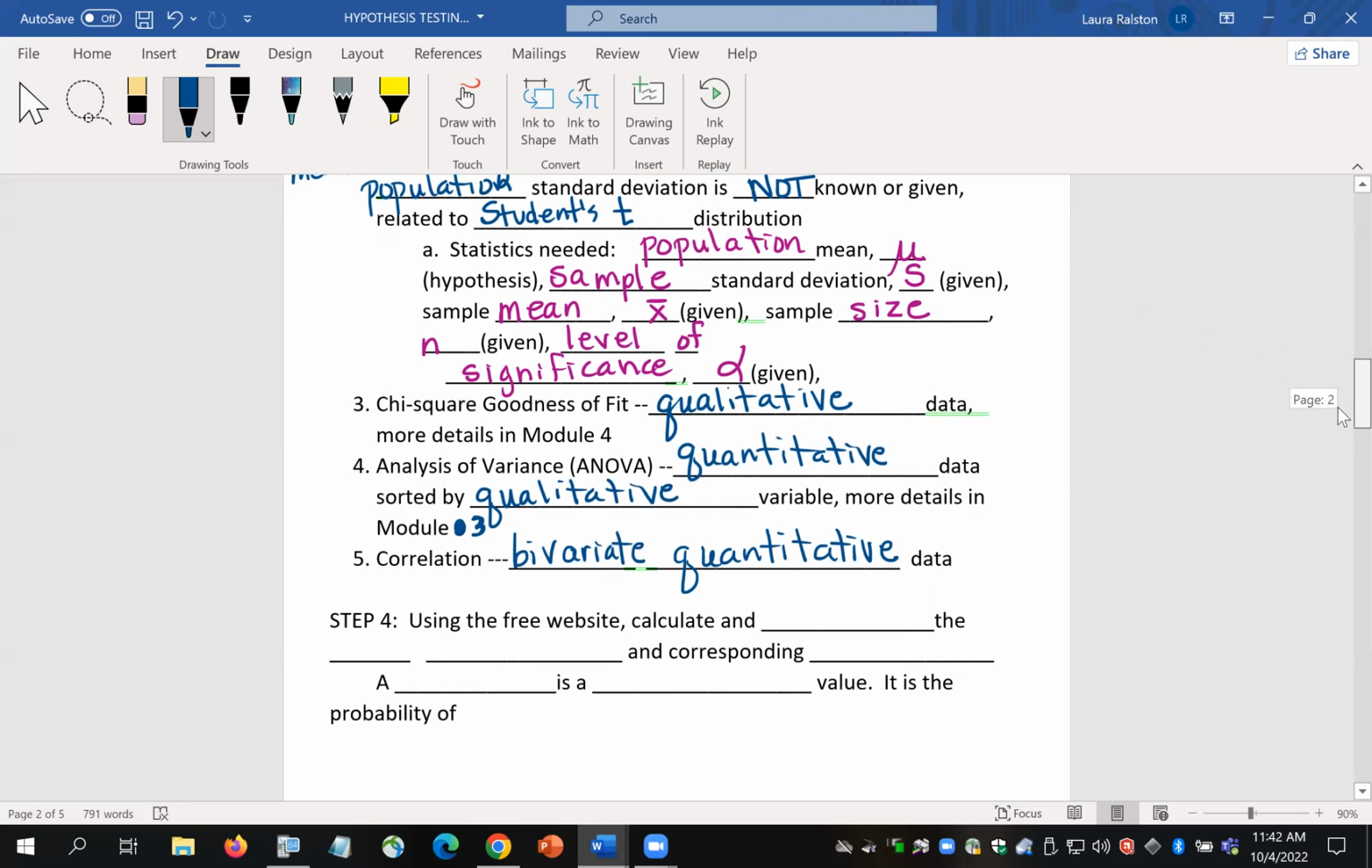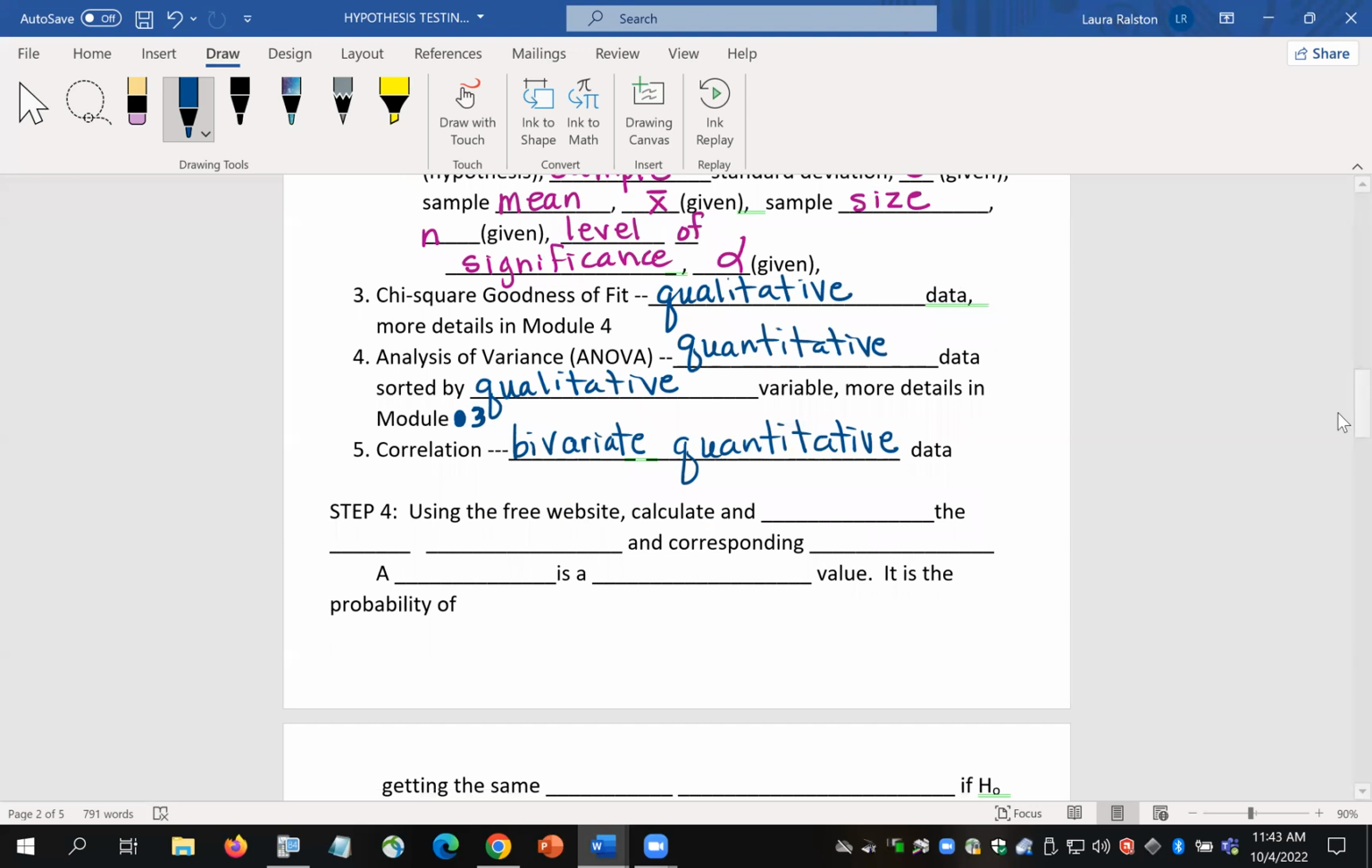Now this says using the free website. It's supposed to be using Minitab, and I thought I changed that, but maybe not. Okay, so using app.minitab.com, we're going to calculate and record what's called the test statistic and corresponding p-value.